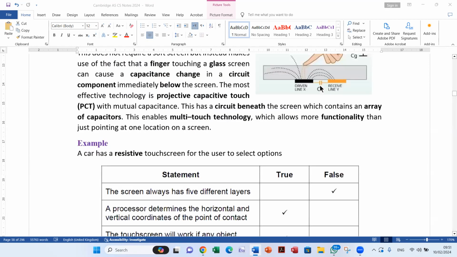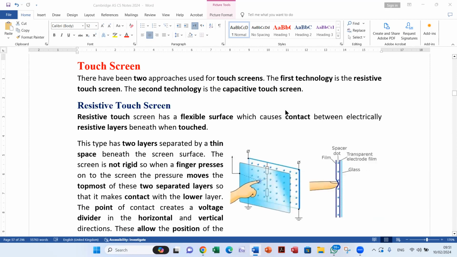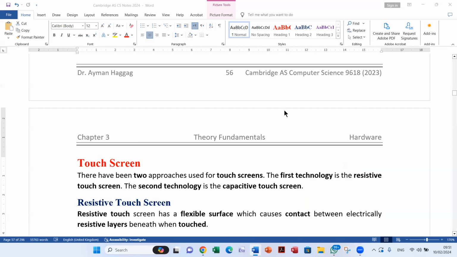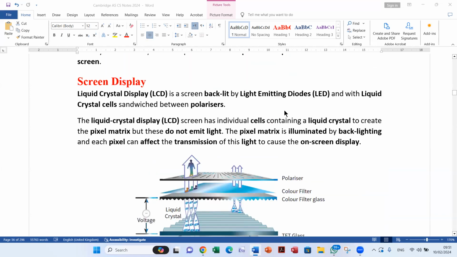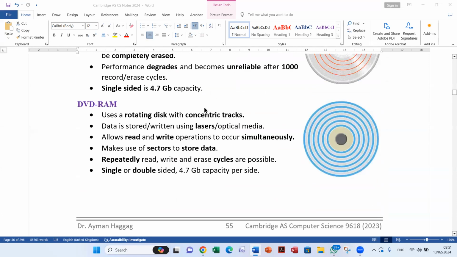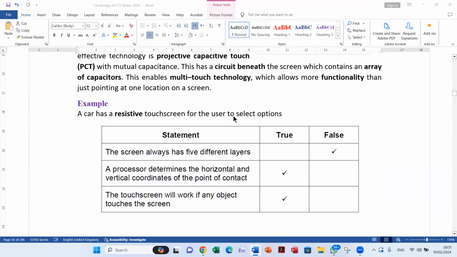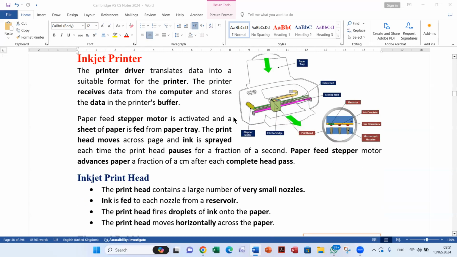In the last session, we did the touch screen. The touch screen is an input device. However, the screen itself is an output device. The laser mouse is an input device. And before this, we did storage devices. You must be able to describe the principles of operation of such devices.